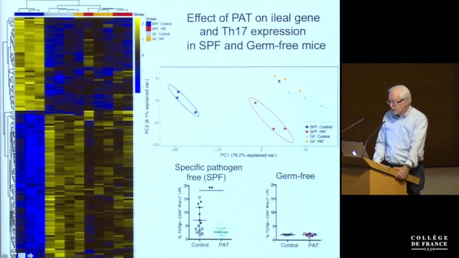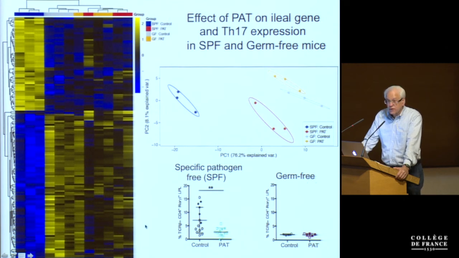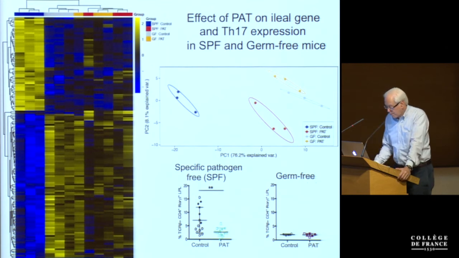You can see it a little better here on this coordinate map. Here are the control mice, no antibiotics. Here are the germ-free mice, whether they had antibiotics or not. Conventional mice with antibiotics. There's an effect on Th17 in the conventional mice, nothing in the germ-free mice. So this provides evidence that having a microbiota is necessary for the effect. The effect is going through the microbiota.